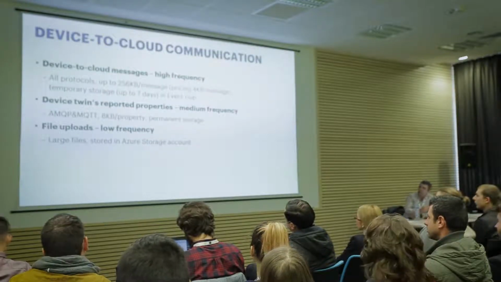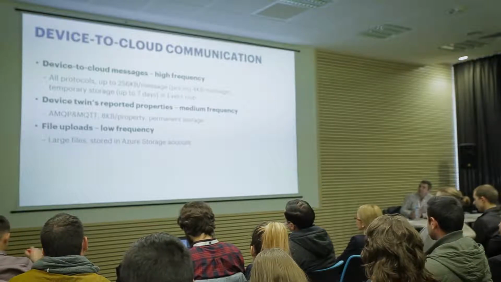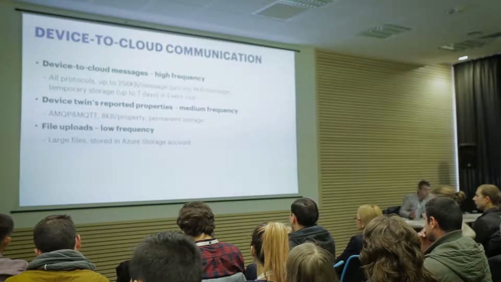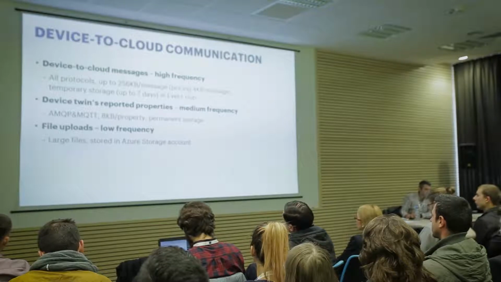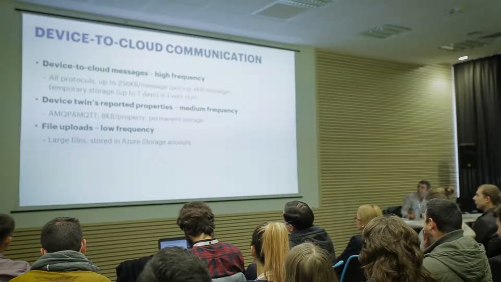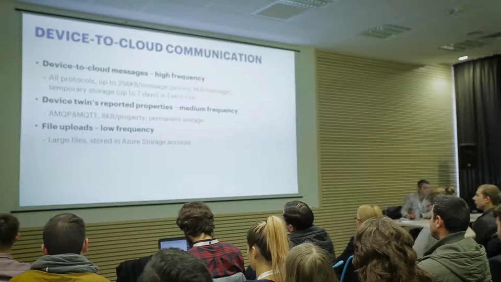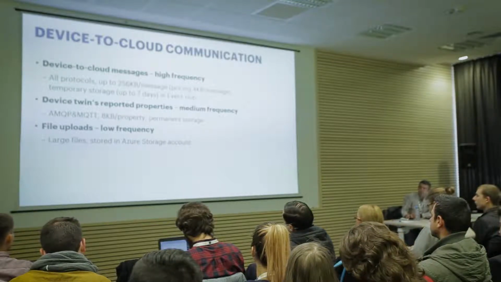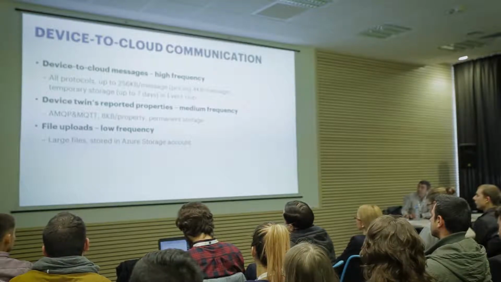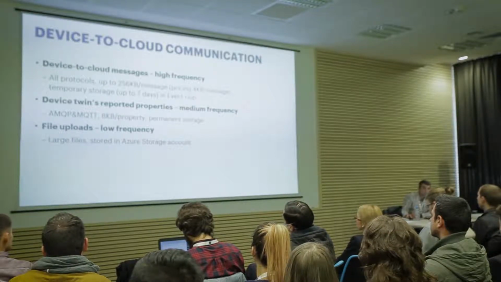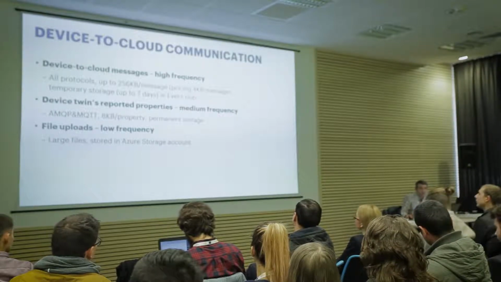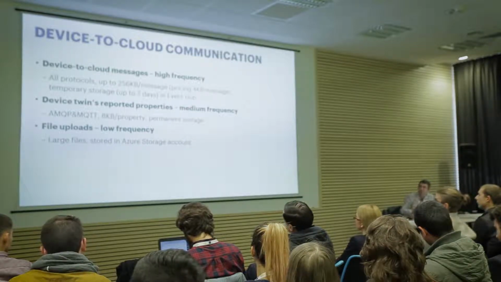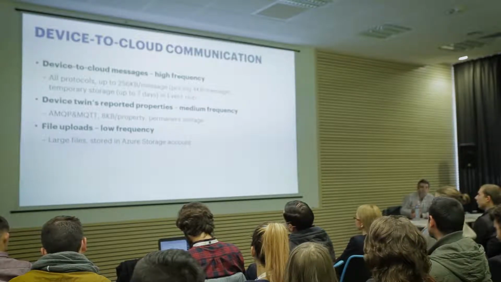Okay, device to cloud communication. How can we send messages from devices to cloud? There are three ways we can send messages. Device to cloud messages are the ones recommended for high frequency. They support all protocols. The message size can be up to 256 kilobytes, but keep in mind that the pricing is per 4 kilobytes. So if you send an 8 kilobyte message from the device to IoT Hub, it will count as 2 messages toward the limit that you have on the unit.